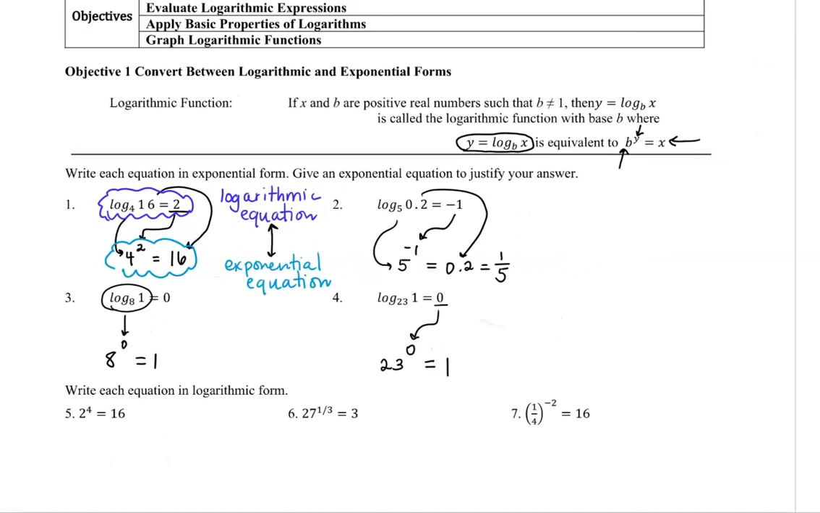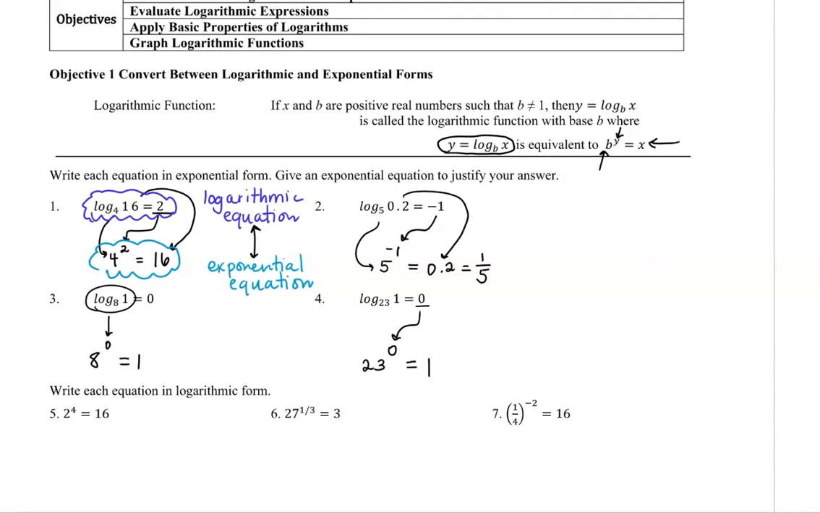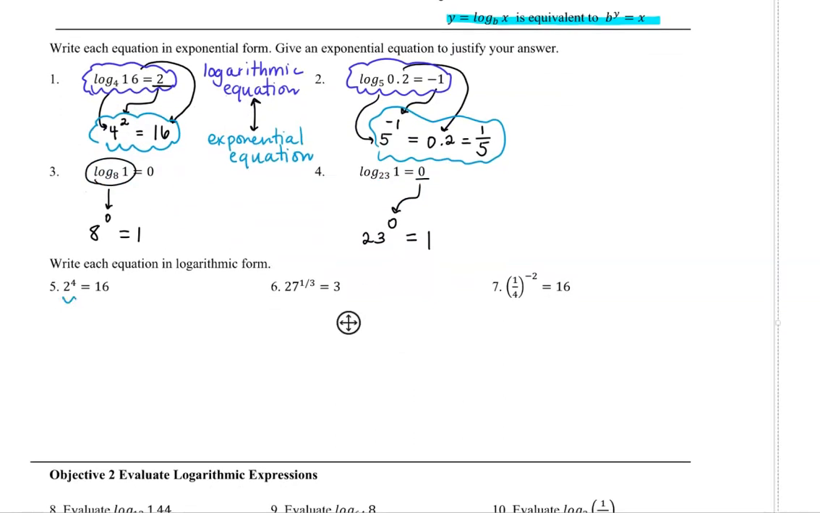Being able to switch back and forth between logarithmic and exponential equations is going to be fundamental to this entire lesson. Switching back and forth between those two is realizing that these two equations are in fact equivalent. The same way that we were able to start with a logarithmic equation and write an equivalent exponential equation, we should also be able to start with an exponential equation and write an equivalent logarithmic equation.